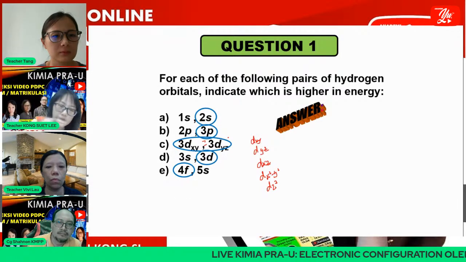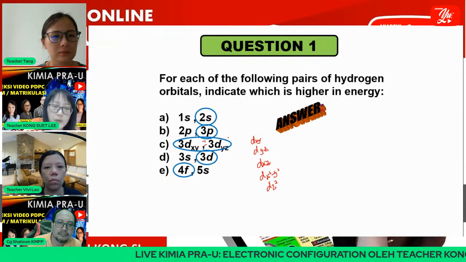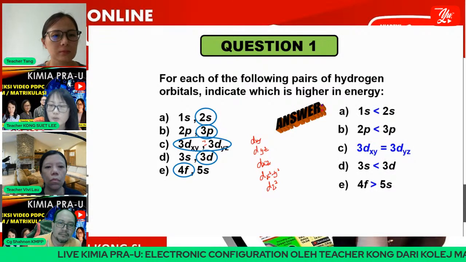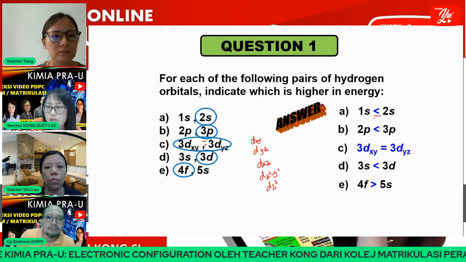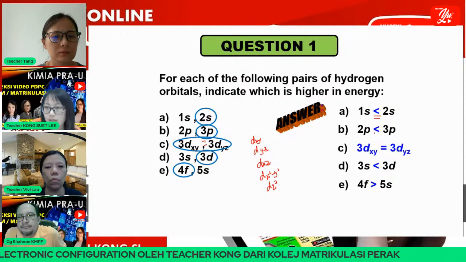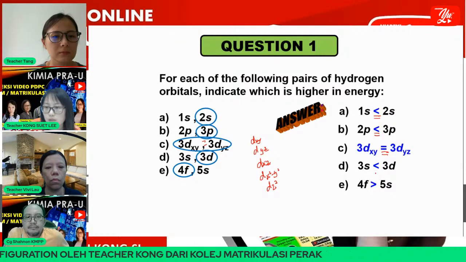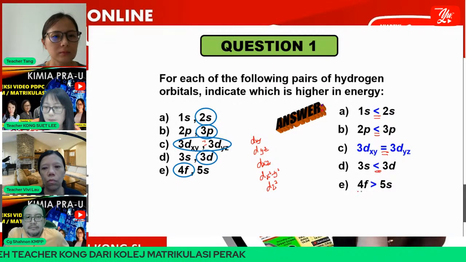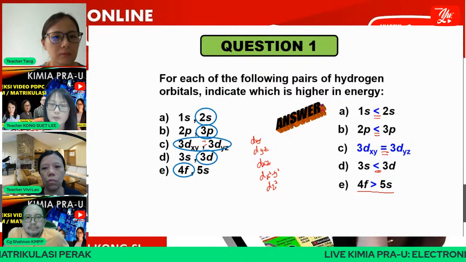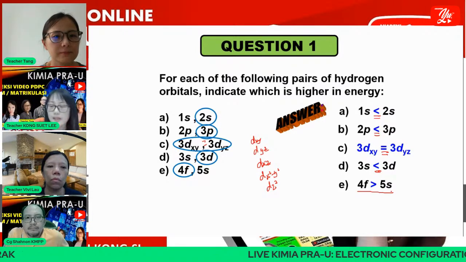If you try to arrange according to the diagram, 4s is higher. For the higher energy, we have to use the sign larger than. If the same, we use equal. This one, larger than. 4f is larger than 5s. If you check the energy level or the Aufbau rules, 4f is larger than 5s.